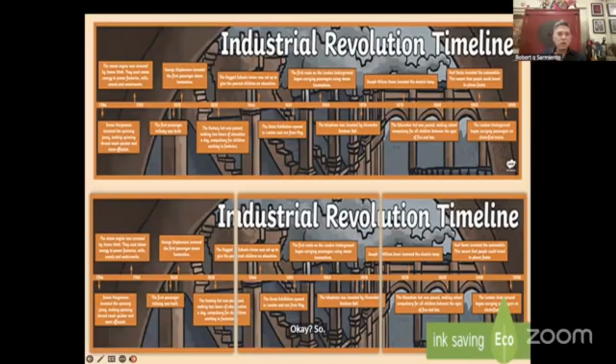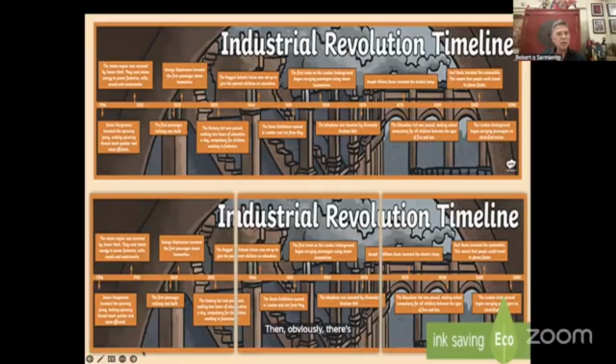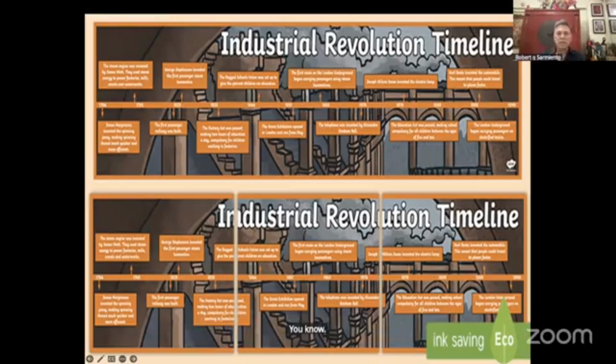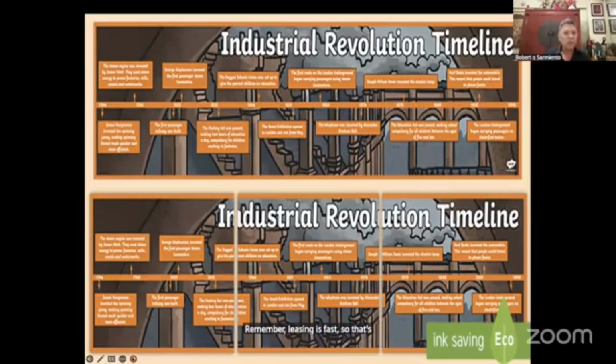So of course, what's in this for you? You'll realize there's so much opportunity. Because when the Ayalas, the Robinsons, the Double Dragons, the Philinvest are getting in, then obviously there's money there. Okay, and in it, there's land that needs to be offered to these developers. Cold storage, other lines in the industrial sector need to be leased out. Remember, leasing is fast. So that's bread and butter for us, in my company, right?